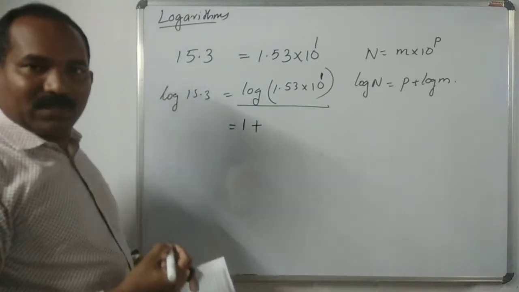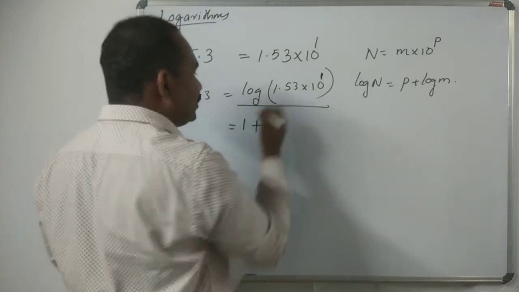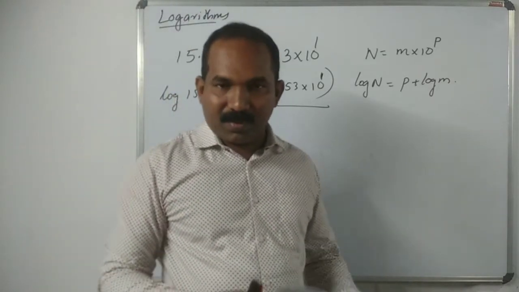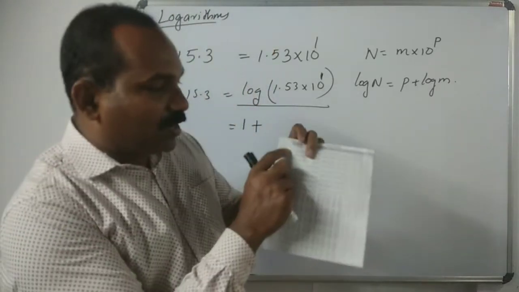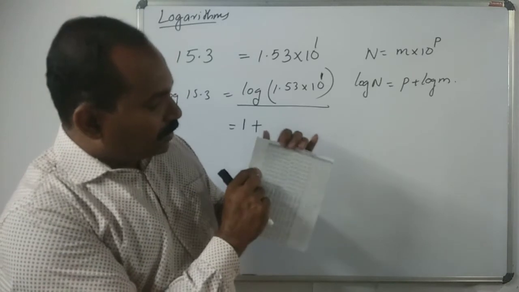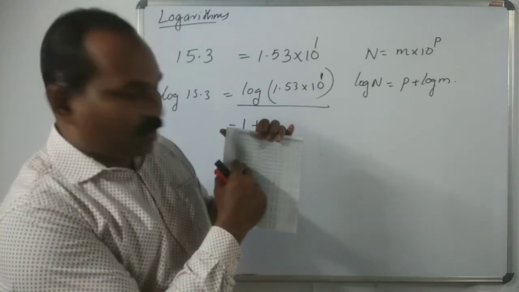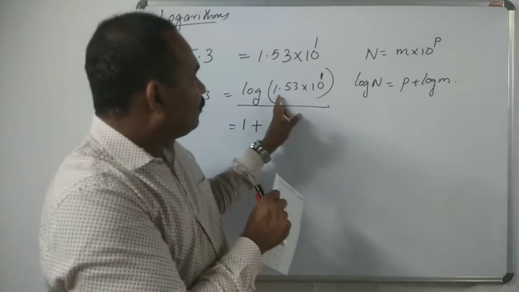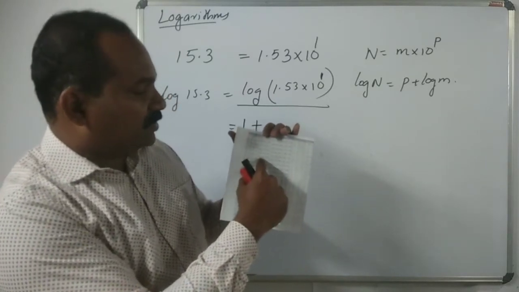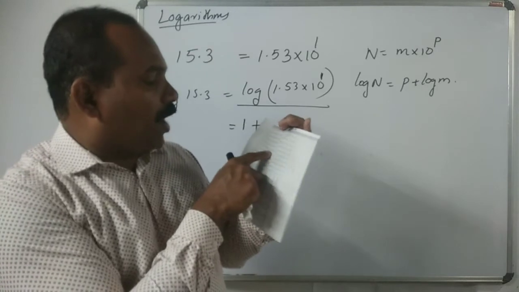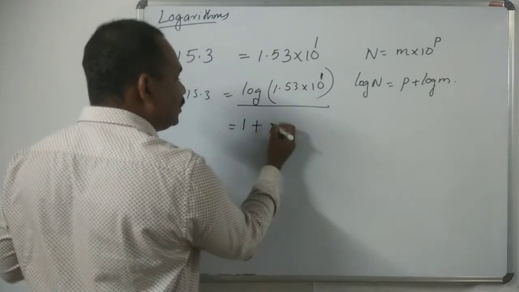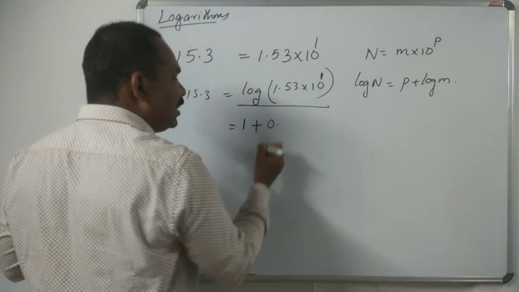1 plus. Then look at this value in the log table, 153. For that, you come to 15 here. Then move along the row to column 3. So 15, then 3. The value is 1847. You know that the mantissa is less than 1.